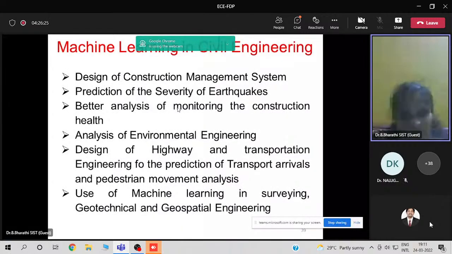Whenever you want to design a construction management system, plan roads, do transportation prediction, or schedule the arrival of buses, whenever you want to do any geospatial engineering applications, machine learning algorithms play a major role everywhere.